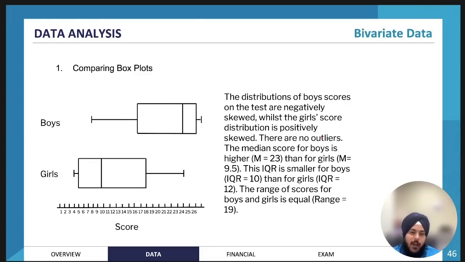Then you need to talk about the outliers. Even if there are no outliers, you still need to mention that there are no outliers. A lot of people forget this when there are no outliers. They just don't mention it at all.